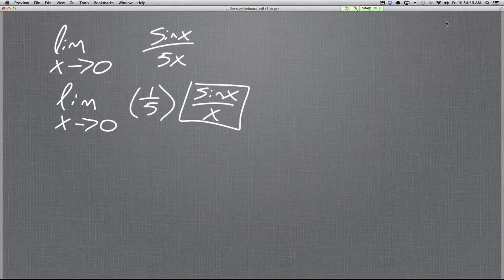Constant. So if I've got a constant coefficient, it's just that coefficient times whatever my limit is, and that gives me my limit. So that's how we end up getting this to be 1/5, because the limit of the trig function, sine of x over x, as we approach 0 is 1, and 1 times 1/5 gives me 1/5. That's how we get that.